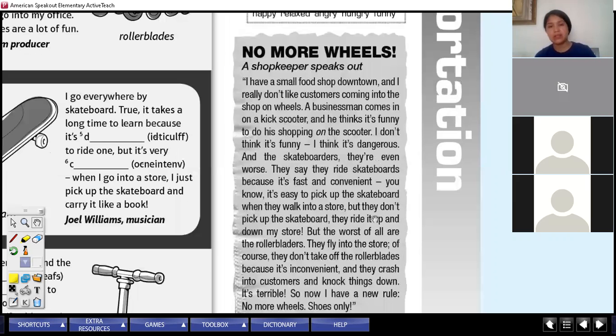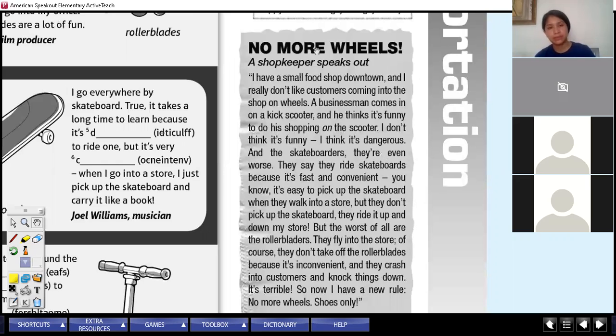Olivia, help me to read it, please. Okay, sure. No more wheels. Shopkeeper speaks out. I have a small food shop downtown, and I really don't like customers coming into the shop on wheels. A businessman comes in on a kick scooter and he thinks it's funny to do his shopping on the scooter. I don't think it's funny.